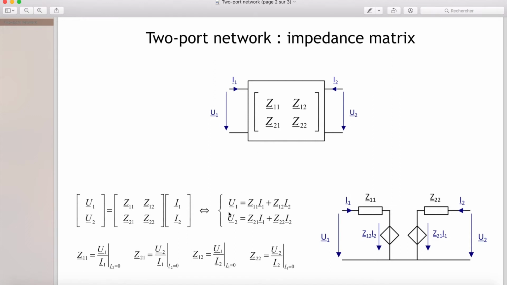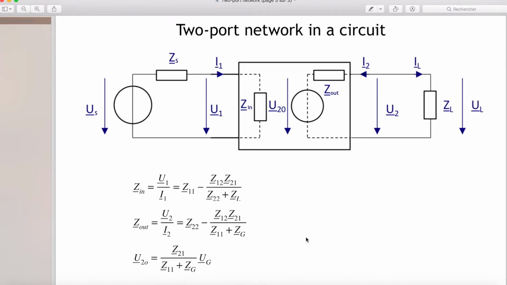And then we obtain 2 equations, and those equations are equivalent to this circuit, and thus this circuit is equivalent to the circuit inside the two-port network. Then Z11 is equal to U1 out of I1 when I2 is equal to 0. And so on for the other parameters.